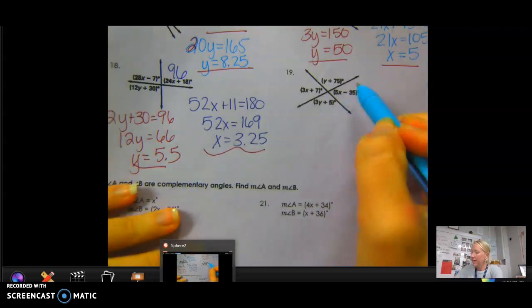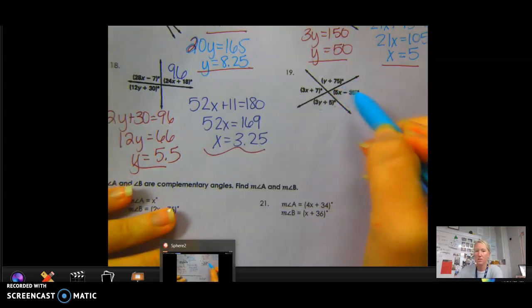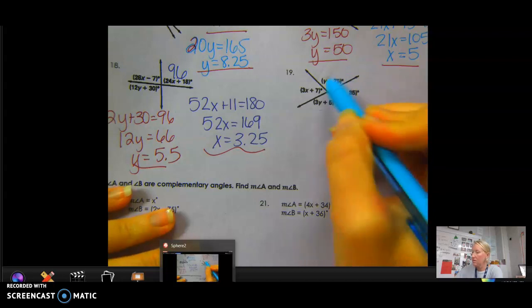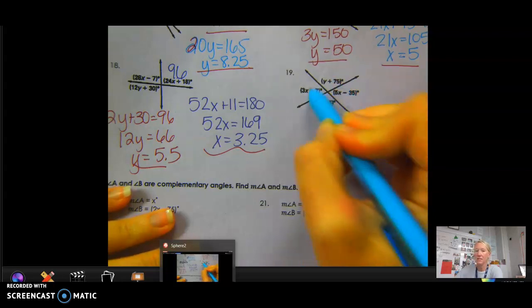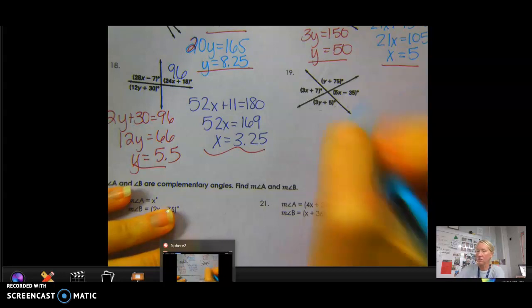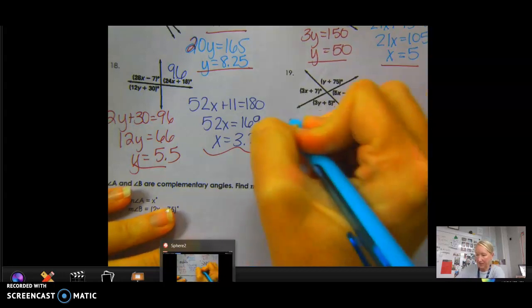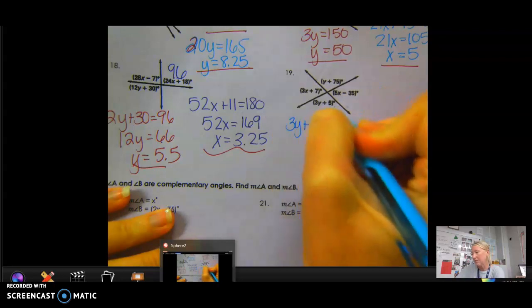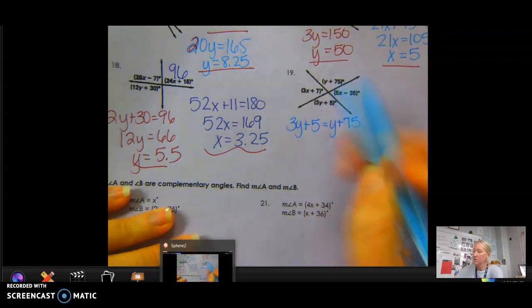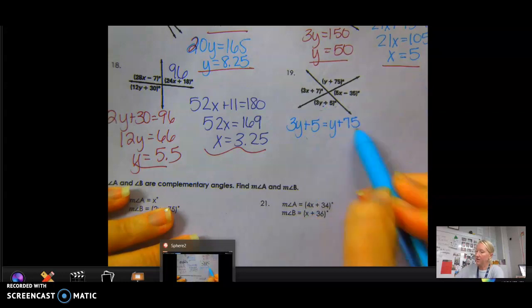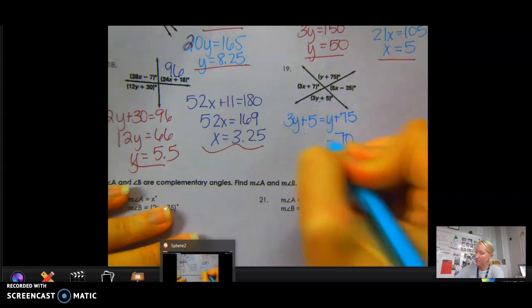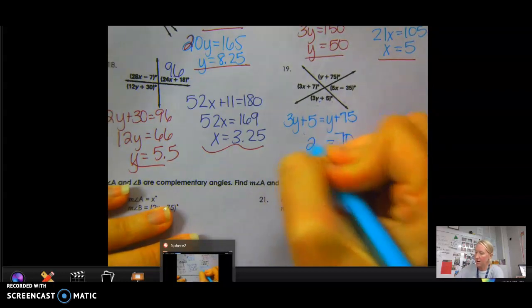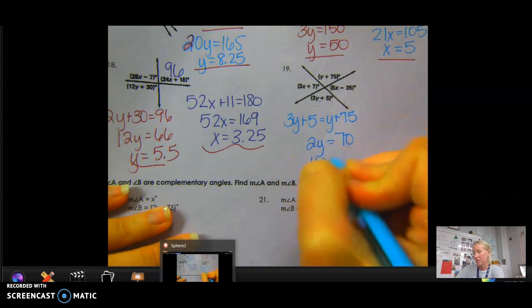Okay, so this guy, we are going to solve for x's and for y's. This one, my y's are across from one another, and my x's are also across from one another. So since those are vertical, I can just set them equal. I can say 3y plus 5 is equal to y plus 75. So these two equal. I'm going to subtract 5 to give me 70, and I'm going to subtract a y to give me 2y. So I get y equals 35.